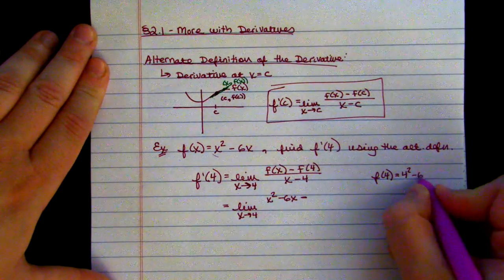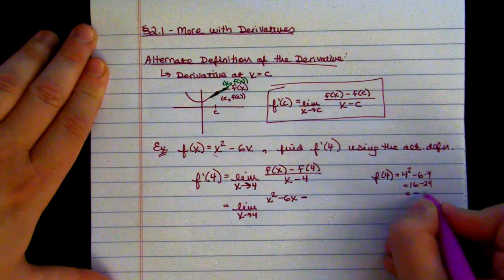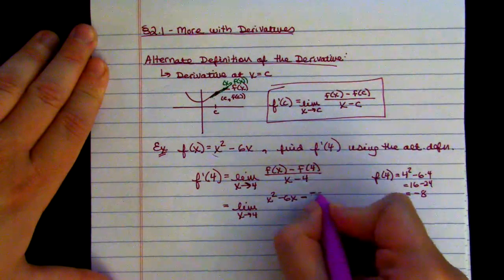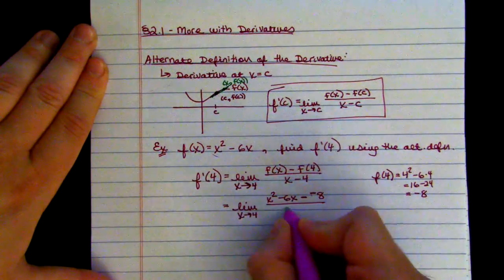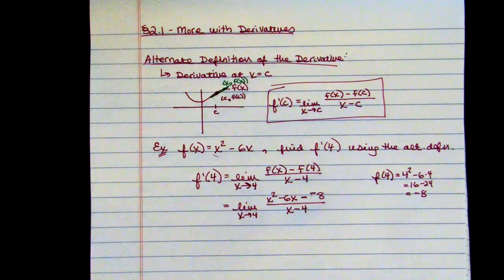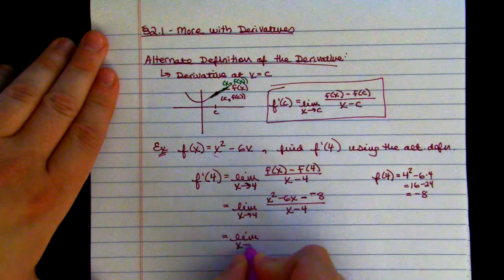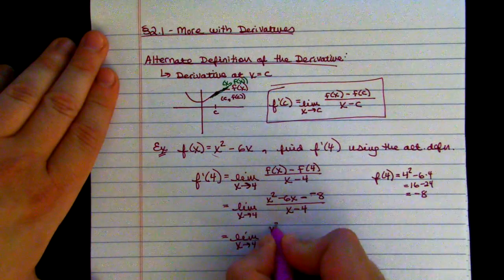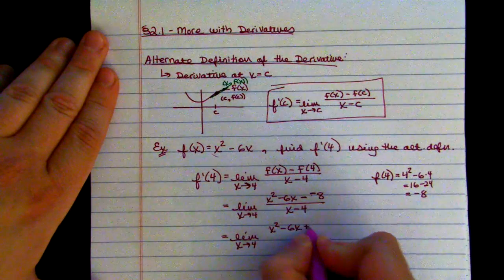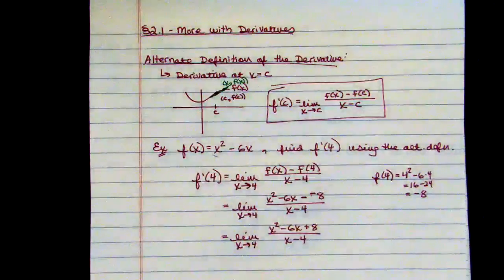4 squared minus 6 times 4, that is 16 minus 24. You're going to get negative 8. So minus negative 8, I'll clean that up in a moment, over x minus 4. This is the limit as x approaches 4 of x squared minus 6x plus 8 over x minus 4.